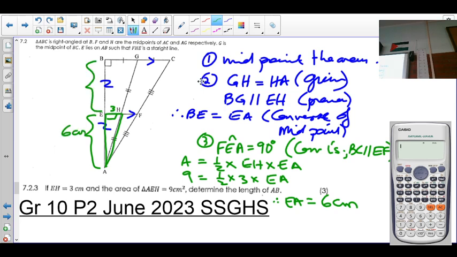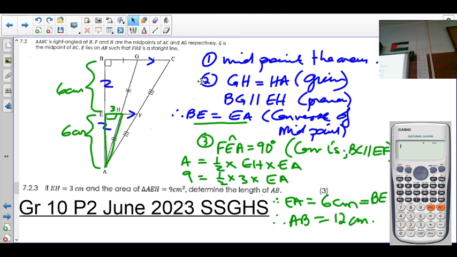Then EB is also 6 centimeters. Okay, which is equal to EA. Do I have to give a reason here? No. Why? Because I spoke about BE already. We already said that they are equal. We have proven it. So if you want, you can say proven above, or at this point you can leave it blank. Okay. So therefore, AB is going to be 12 centimeters. And that's how you get those 3 marks.